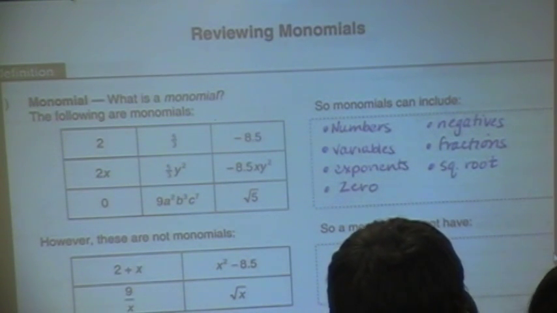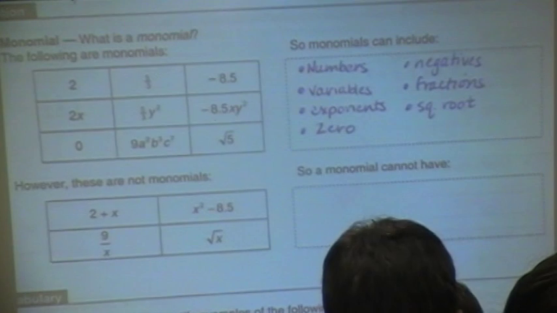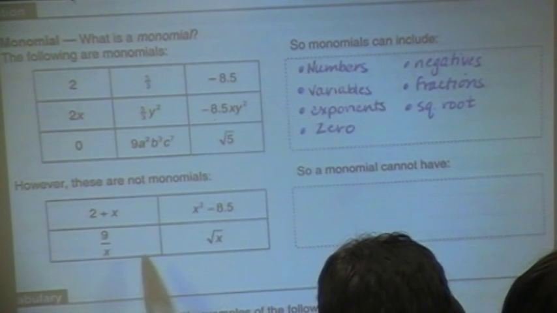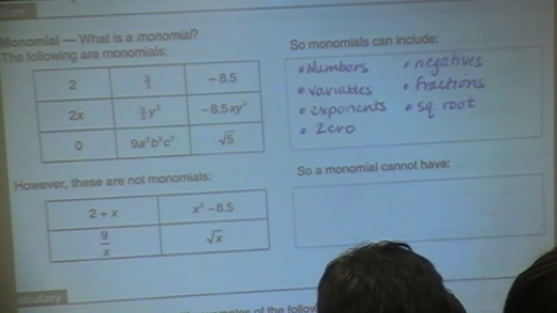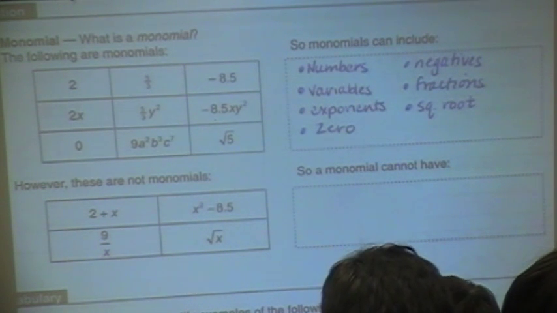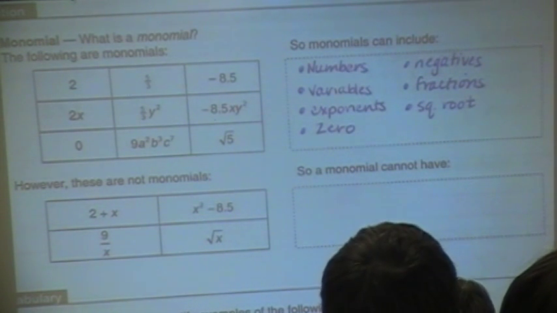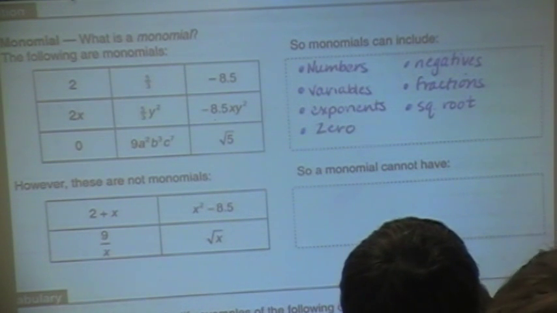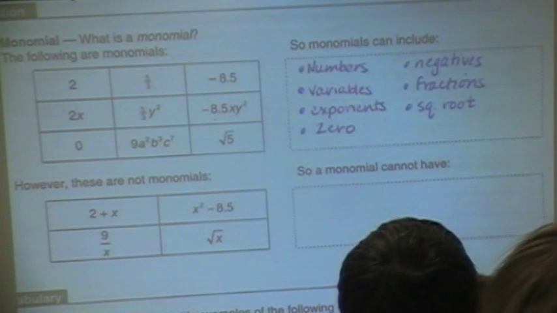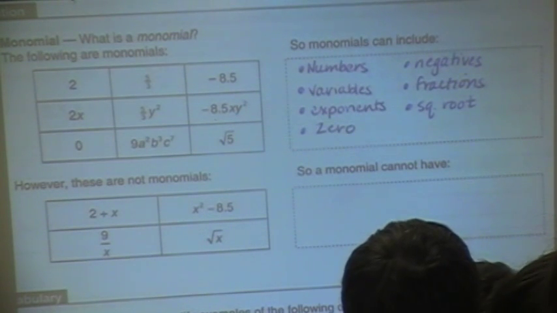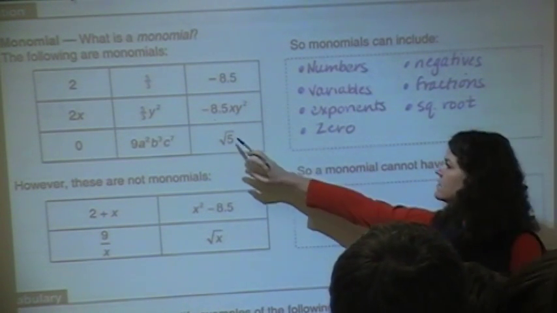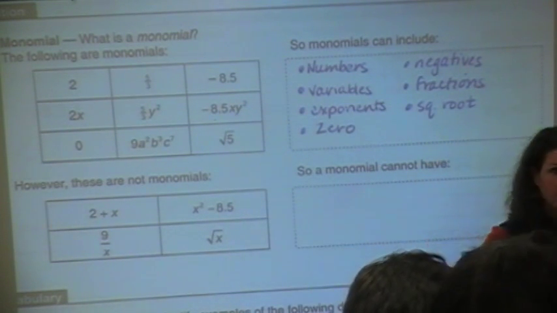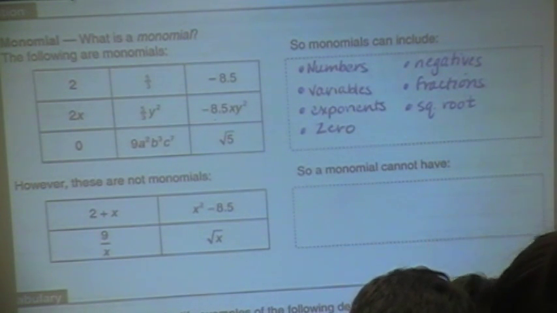All right, so then if you look at these 4, these things are not monomials. So let's see if we can compare that to the list that we read about and figure out why they are not monomials. What can a monomial not have? Square root of a variable. Very good. That's exactly right. So this one has a square root, but it's a number underneath. This one is a square root with a variable underneath. So that's the difference.